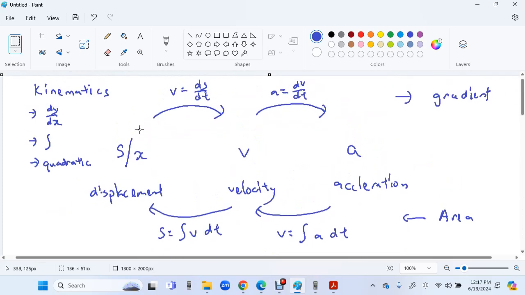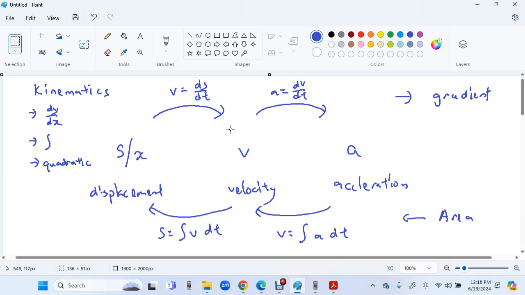So how do we relate these three components, s, v, and a? All of these three functions we will write as functions of time t. So the velocity is ds/dt. We differentiate s, then we will get the velocity. And we differentiate the velocity, we will get acceleration.